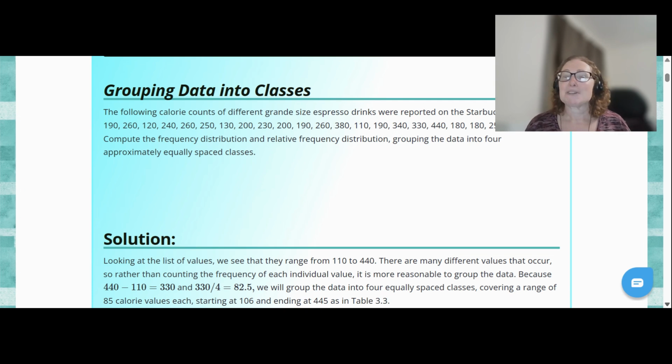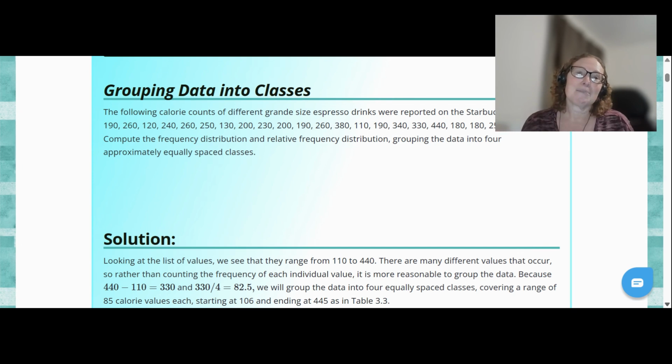So in this example, we're going to talk about calorie counts. Oh, a horrible subject, especially when it has to do with espresso drinks from Starbucks. So I know you don't want to see this. I know we all know that these drinks have a lot of calories in them, but here we go.